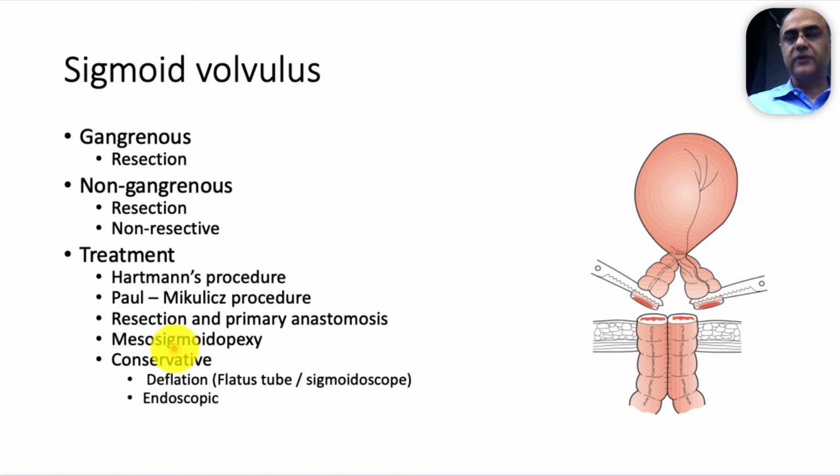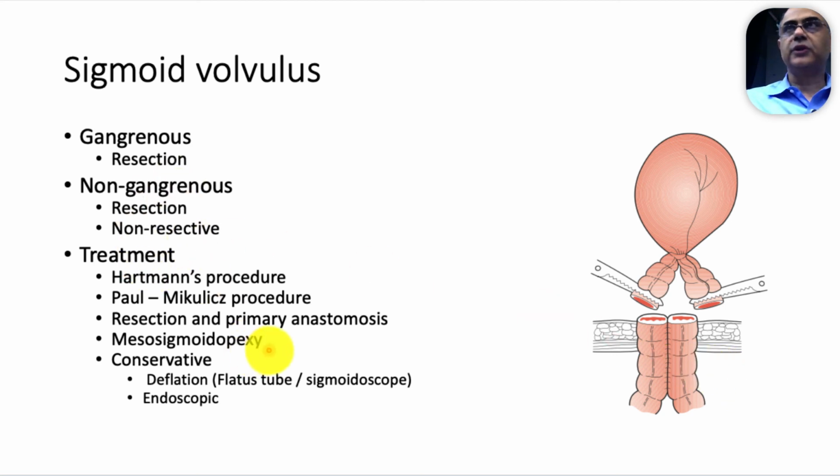And what about elective surgery? If the patient has come to emergency, you have passed a flatus tube, you have endoscopically deflated the intestine, the emergency is over, the distension is gone, and the patient is stabilized, you prepare the gut, clean the gut, and take the patient to an elective scenario, and you resect, do a sigmoidectomy, and then primarily anastomose. You don't need any colostomy.